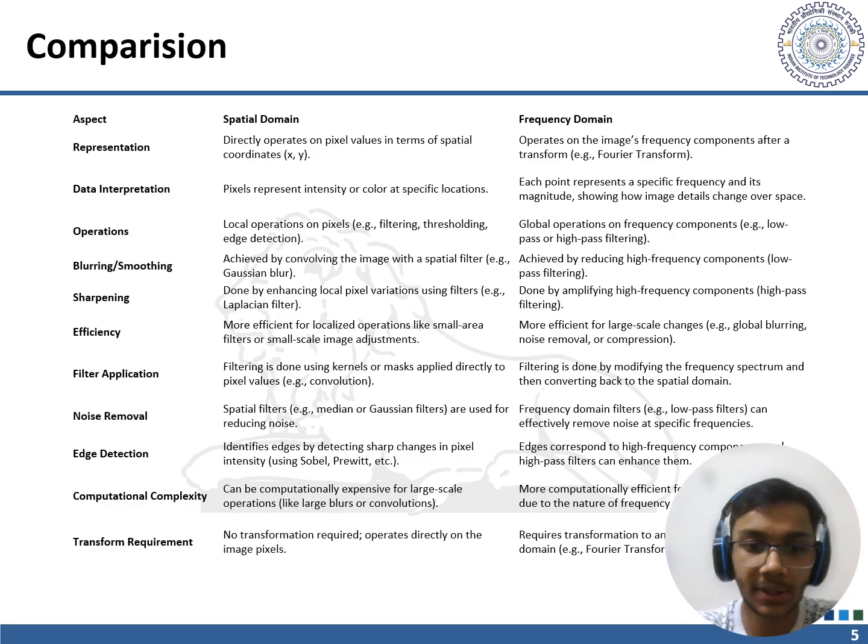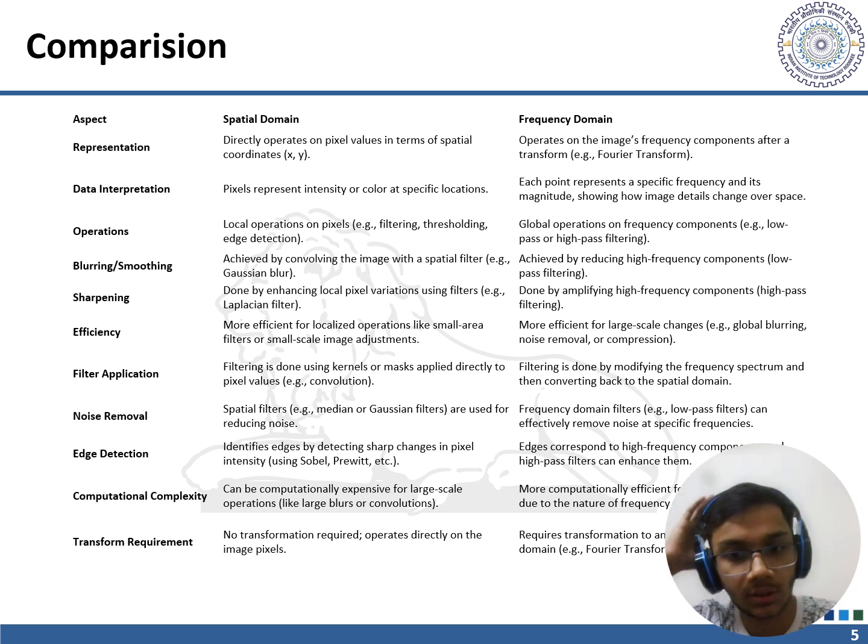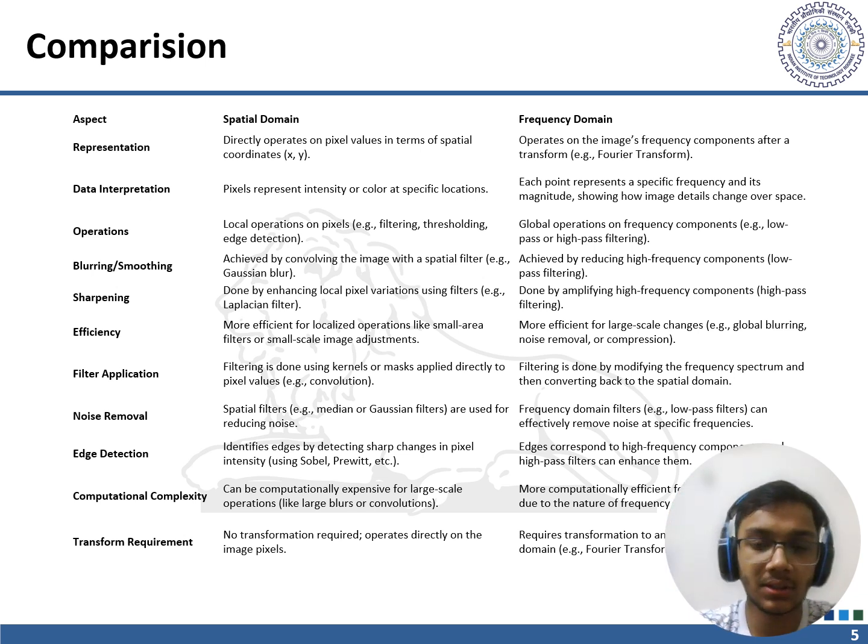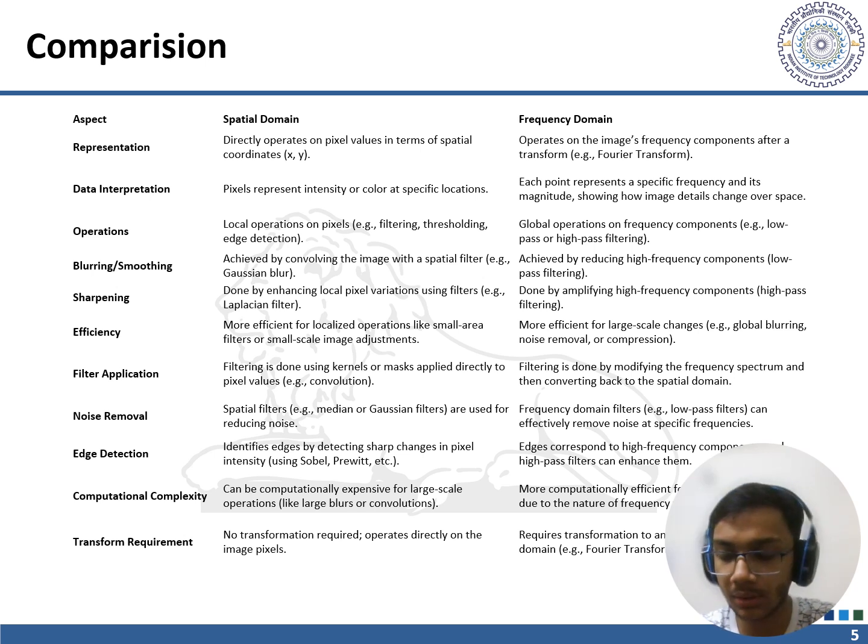Let's now have a quick comparison of the different domains, spatial and frequency. Basically, the spatial domain operates on pixel values and is suitable for localized operations like edge detection, while the frequency domain is for global or large-scale operations. The spatial domain is a lot more expensive than the frequency domain, and it's better to work in the frequency domain rather than the spatial one. The basic comparisons are listed on the screen, you can see.